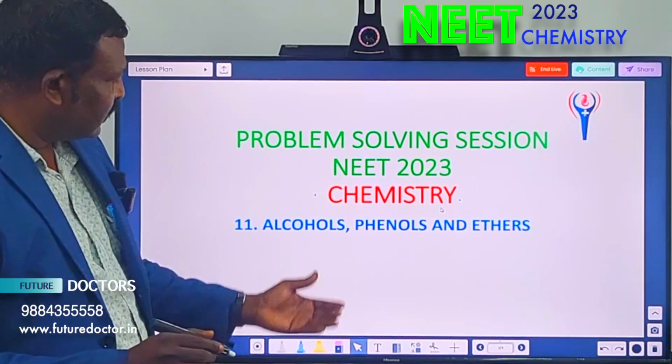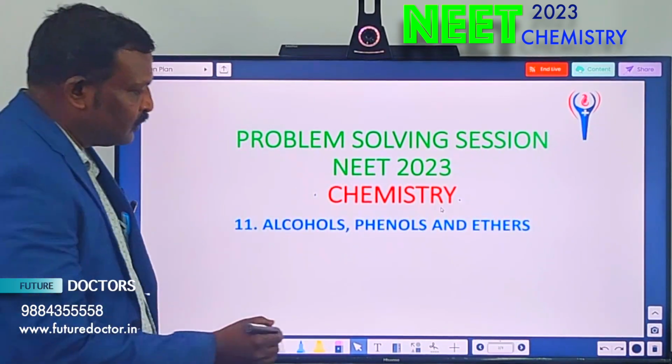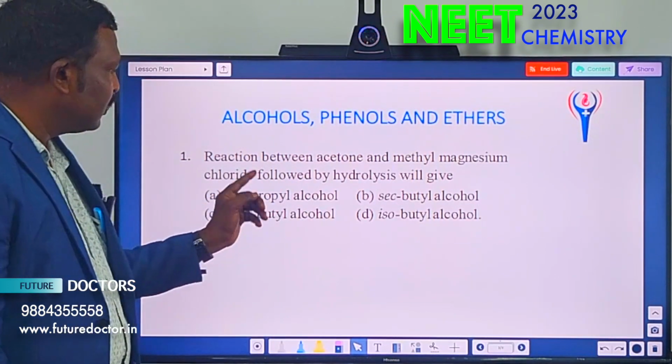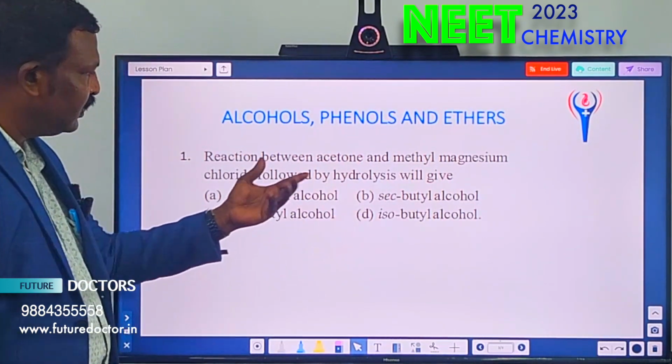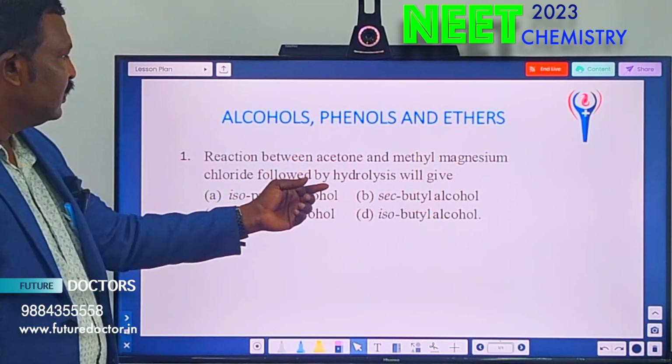Today I am going to solve 7 problems in the alcohols, phenols and ethers chapter. Okay, now let us see the first question in the chapter. The first question is: reaction between acetone and methyl magnesium chloride followed by hydrolysis will give dash. Among these, which one is going to give a tertiary alcohol?